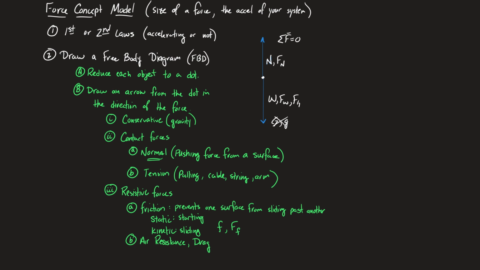So when you've made it to the end of this list and you've drawn all the arrows that you believe act in the problem, you have completed a free body diagram. The diagram itself is just the arrows with the dot. It's what we do with it that matters next. So after you've drawn a free body diagram, you're going to progress in our series of steps. If you're asked to draw a free body diagram, this is where you stop.